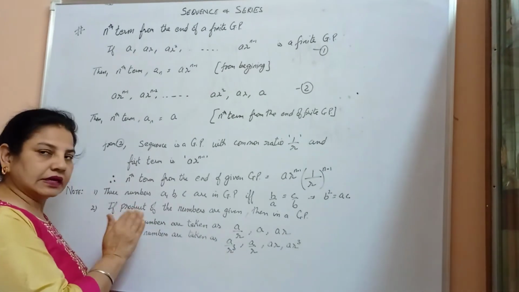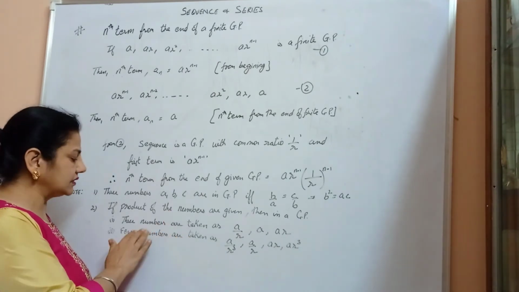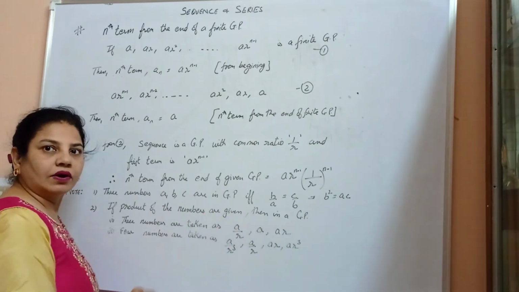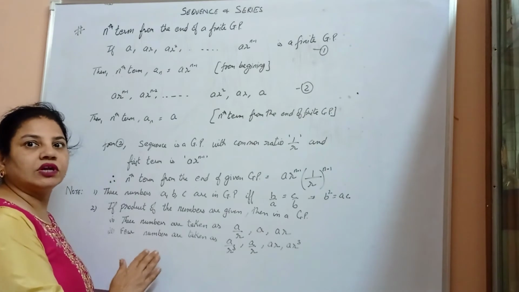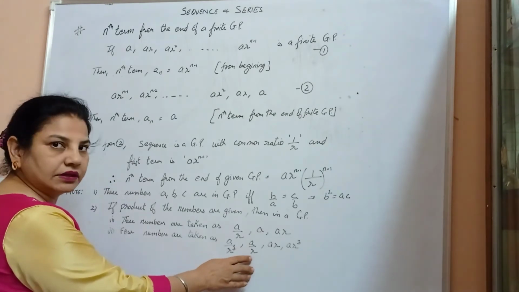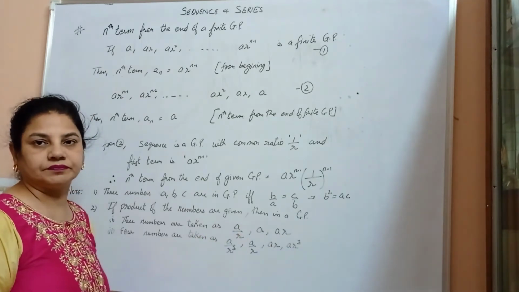If the product of three numbers is given to us, then we take the three numbers as a upon r, a, ar. If the product of four numbers is given to us, then the four numbers should be taken in the form of a upon r cube, a by r, ar, ar cube.